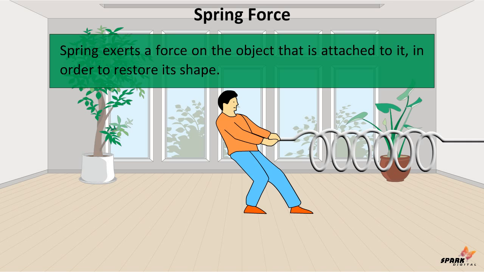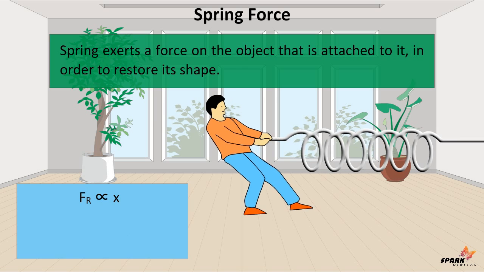In fact, a spring exerts a force on the object that is attached to it in order to restore its shape. If no forces are applied on the spring, then it is in its relaxed state. Length of the spring during relaxed state is called natural length of the spring. In case of ideal spring, restoring force is directly proportional to the deformation length.